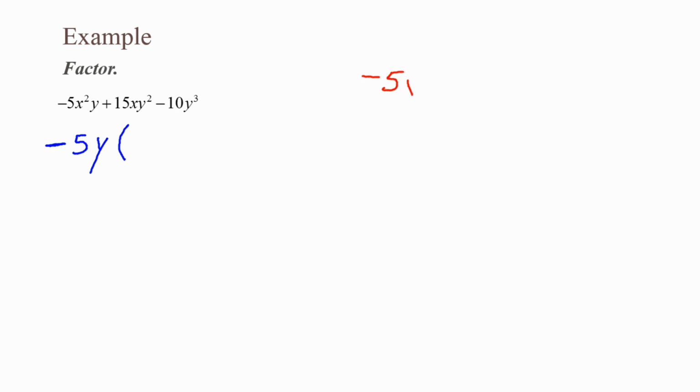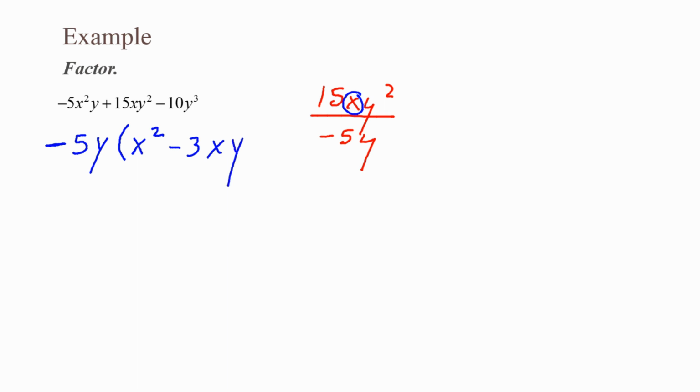Negative 5x squared y. What would that look like if I divided out negative 5y? My negative 5's would cancel, my y's would cancel, leaving me with a positive x squared. Now I have a positive 15xy squared. What would that look like without the negative 5y? 15 divided by negative 5 is negative 3. I can bring over my x, and y squared divided by y to the first is just y.